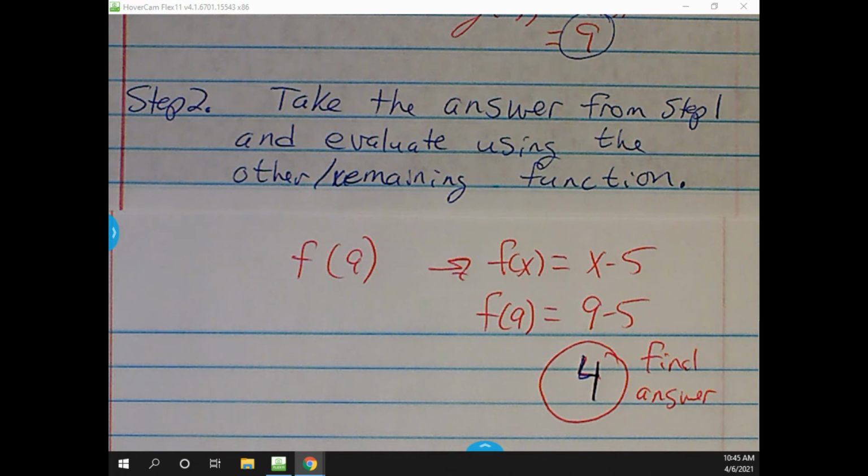Okay, so it's basically just a two-step evaluation. You take the number you're given and plug that into the function that's closest to it, and that crosses out that first part. And then there's only one thing left to do from that point, and then you take that number and plug it back in, and then we'll go from there.